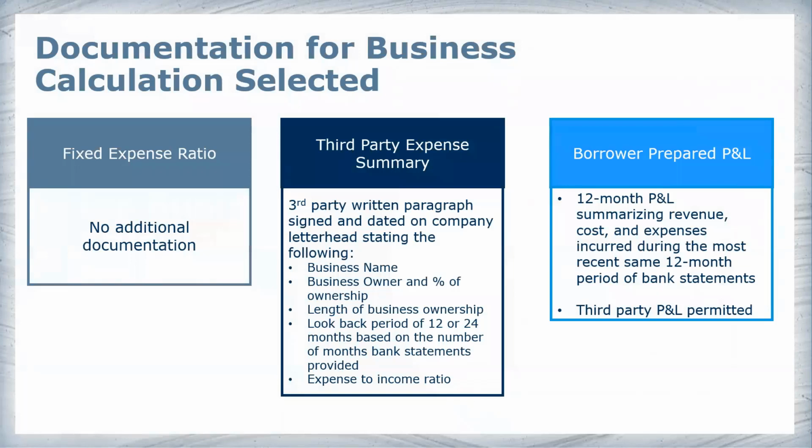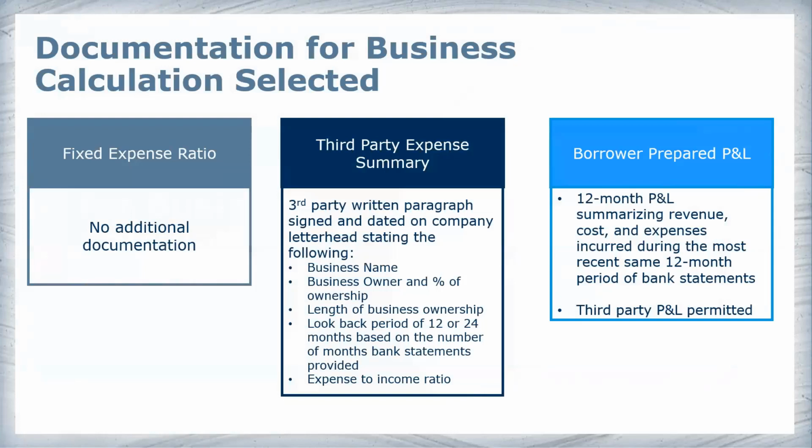Under the third-party expense summary calculation method, a third-party written paragraph signed and dated on company letterhead stating the following is required: business name, business owner and the percentage of ownership, length of business ownership, look-back period of 12 or 24 months based on the number of months that bank statements have been provided, and an expense-to-income ratio.